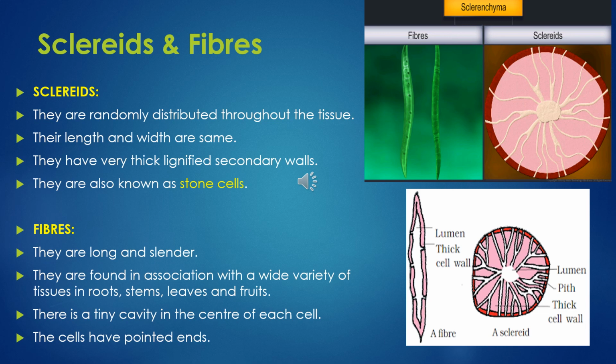Sclerites are randomly distributed throughout the tissue. Their length and width are the same. They have very thick lignified secondary walls. They are also known as stone cells.